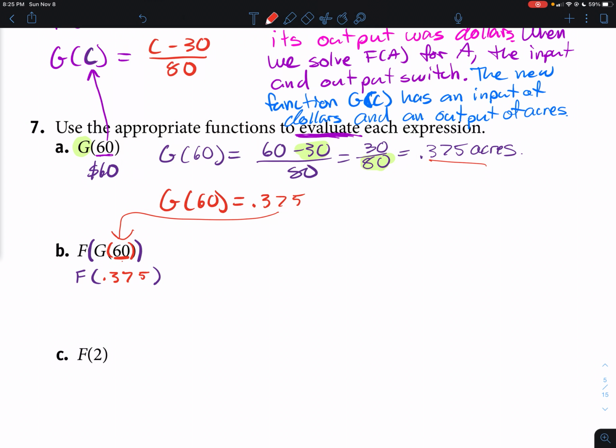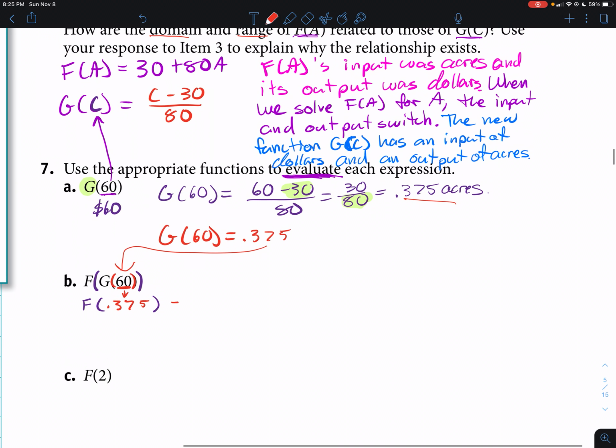I like color coordinating things. So I'm using function f now. So now I have 30 plus 80 times 0.375. I'm using this function.